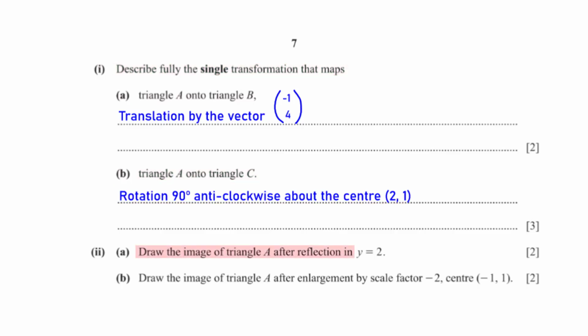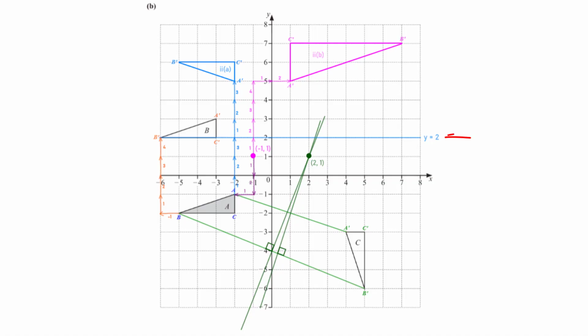Draw the image of triangle A after reflection in y = 2. First, we need to draw the line of reflection, which is y = 2. Then we reflect each vertex on triangle A in the line y = 2. This means if we pick point A on triangle A, since we move 3 units upwards to touch the line of reflection, then we also need to move 3 units upwards from the line of reflection to pin the new position of point A. After repeating the same process for all the vertices on triangle A, we are now able to map out the reflected image of triangle A.